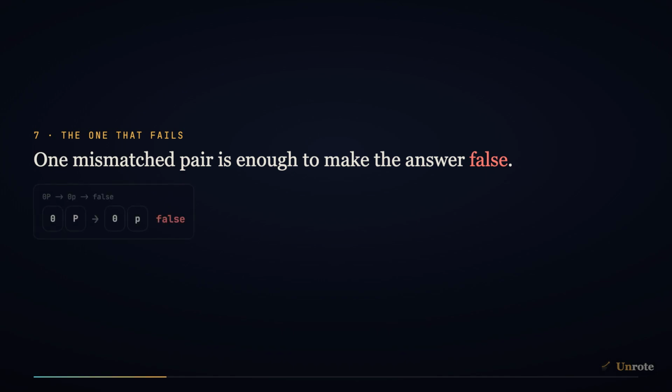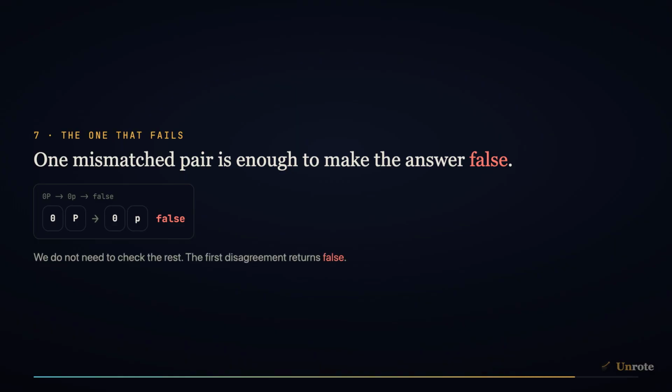And 0p is the perfect little counterexample. The 0 stays a 0, the capital P becomes a lowercase p. Those two tiles mismatch in red, and we stop immediately and return false. That is the whole rule in one frame. The moment a single real pair disagrees, the answer is false.